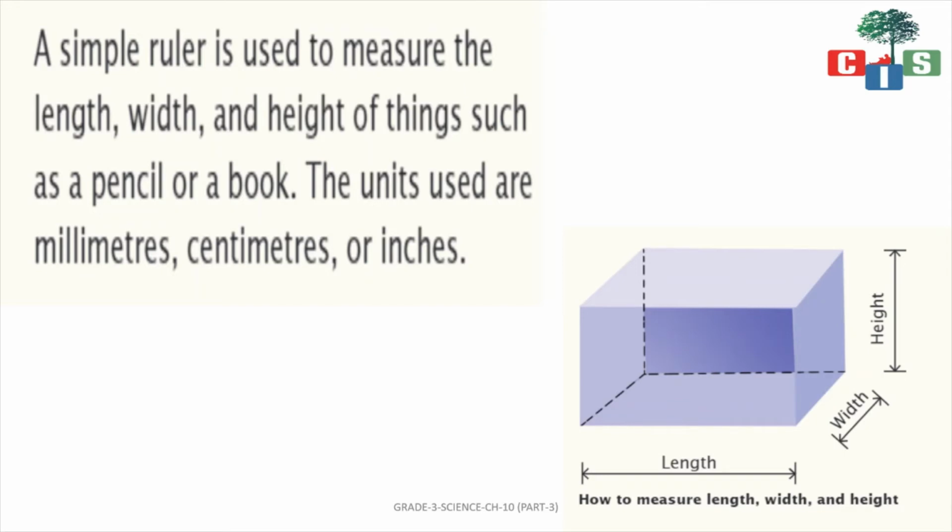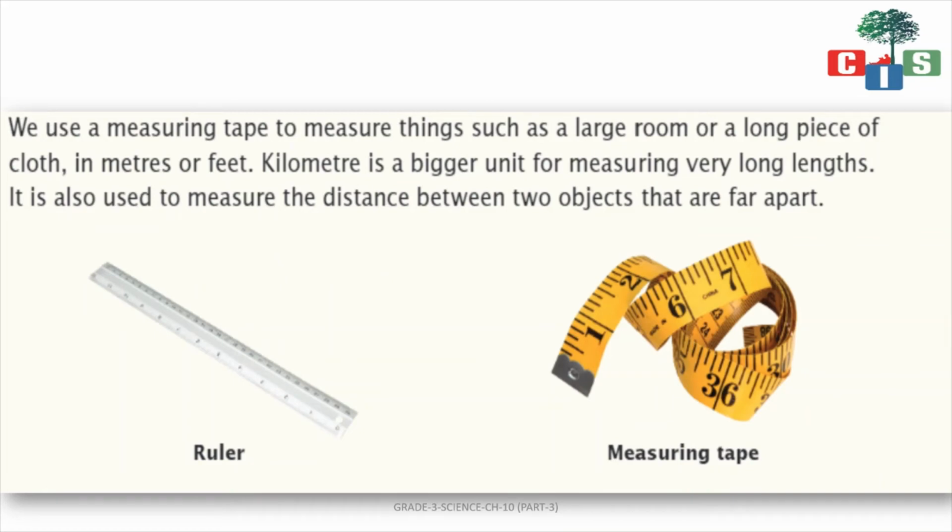Then we use a measuring tape to measure things such as a large room or a long piece of cloth in meters or foot. If small things are there, we can measure with our scale, ruler. But if it is a very big room, then we use a measuring tape. And also if we want cloth in 1 meter, 2 meters, then we use a measuring tape.